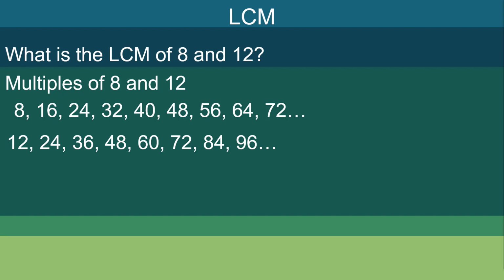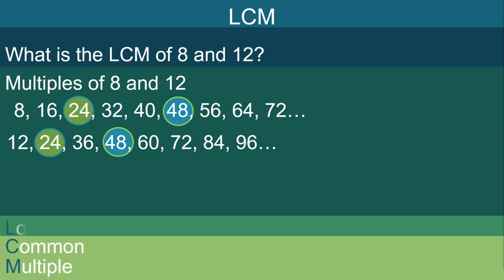Now we can look for multiples that are common in both sets of numbers. We can see that 48 is common and 24 is common. Let's recap. So first we found the multiples of both 8 and 12. Next we highlighted the multiples that are common in both. And the last step is the easiest. We just need to identify the lowest common multiple. If you look at the common multiples, 24 and 48, 24 is a smaller number. Therefore, the LCM is 24.